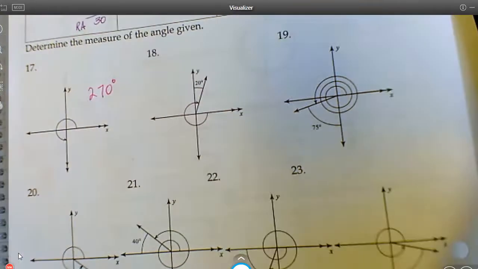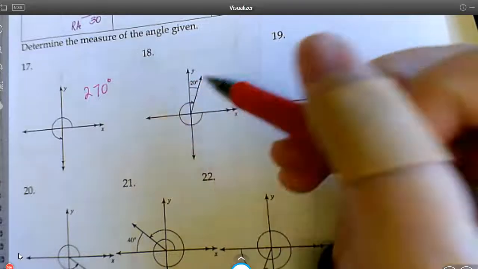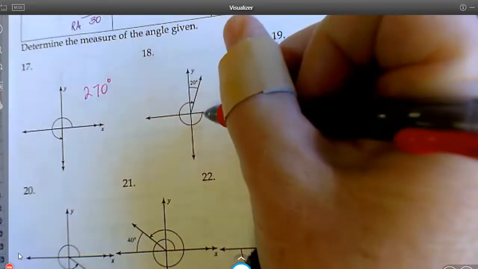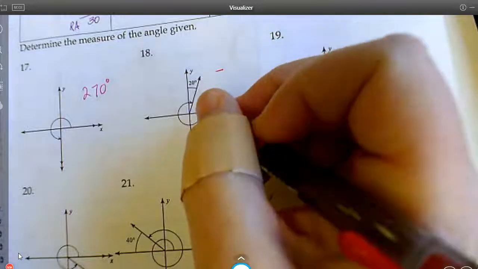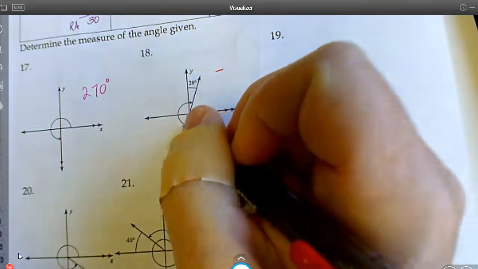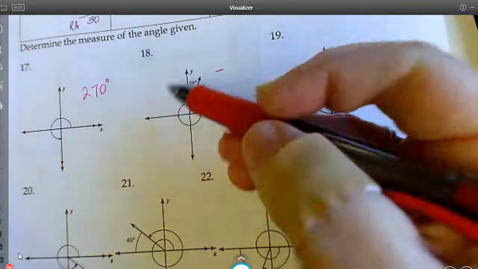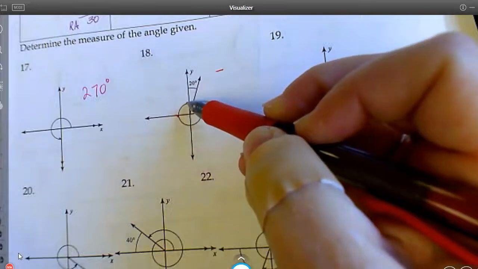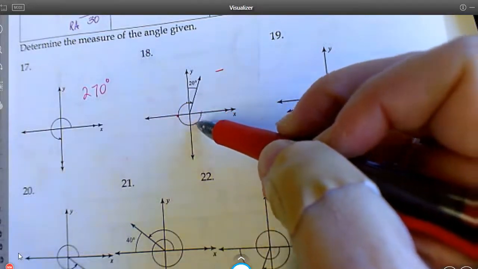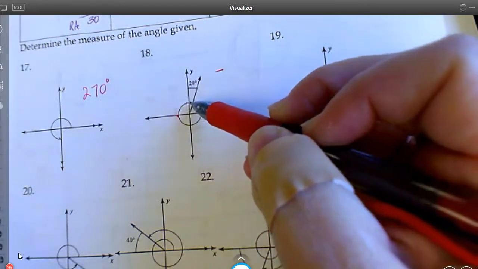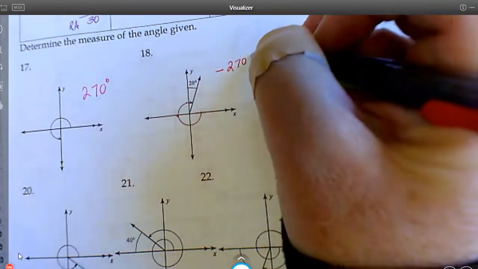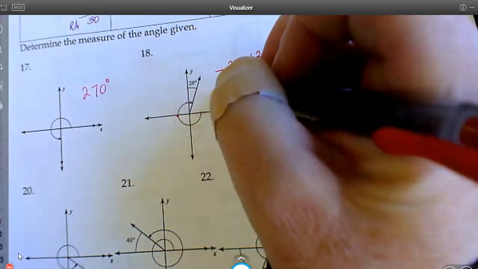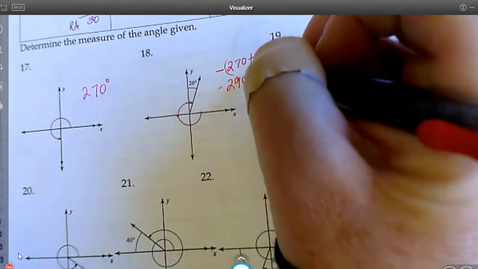Alright, number 18. I know that this is negative because it started here and it's going around this way. So I know it's negative. Alright, I know that from here to here is 180. And then I had to go 90 more. So I know that that's 270. And then a little bit more. Do you agree? So that's 270 and 20 more. So we get negative 290.